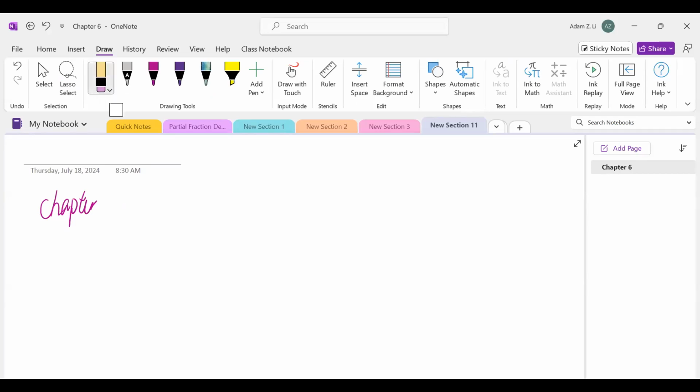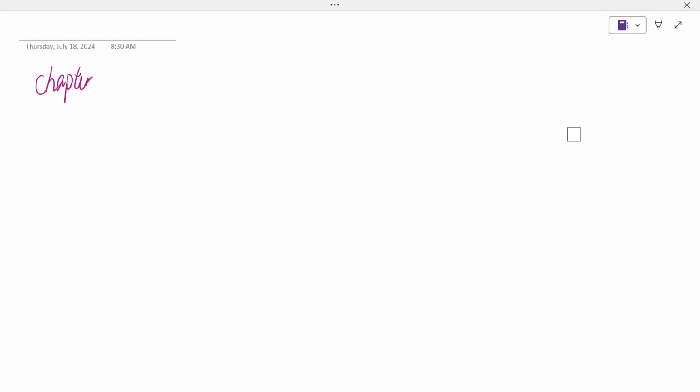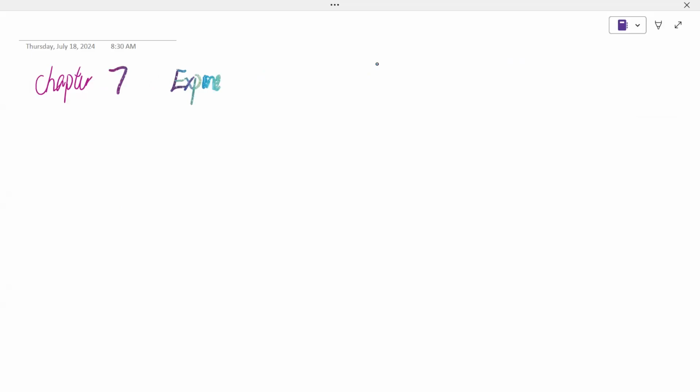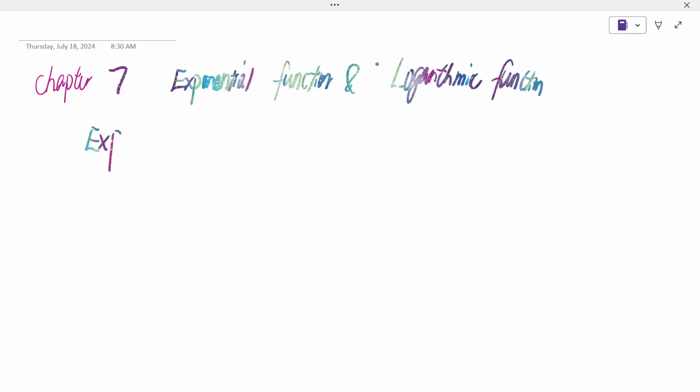and logarithm function. Exponential. And the logarithm function. Logarithm function. Let's start with the exponential function and I'll give you the basic model, and we're going to learn how to analyze it.